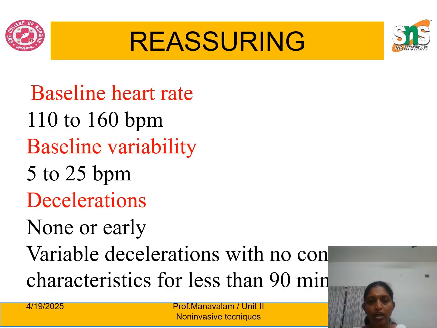Next, how do we interpret it? We have seen many things in cardiotocography. We are measuring the uterine contraction and the fetal heart rate, including the baseline and variability, and we are monitoring fetal tachycardia, bradycardia, accelerations, decelerations, variable deceleration, early deceleration, and late deceleration. These are the things we measure with the help of cardiotocography. At the end, we have to come to a conclusion on how to interpret and bring out the results. The first one is reassuring.